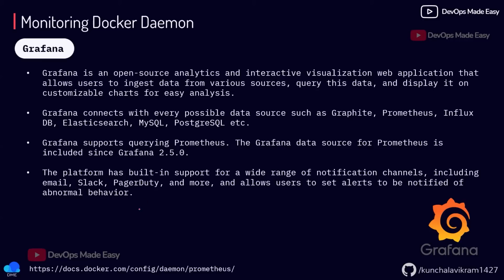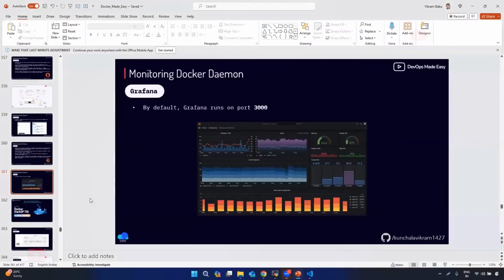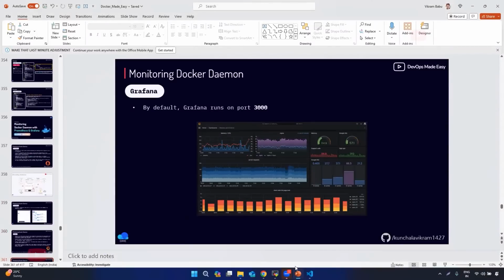Grafana also has its own notification channels. When Grafana finds some metrics crossing a threshold, it can also send notifications via email, Slack, PagerDuty, and all those things. So you can create very good dashboards in Grafana, and the default port of Grafana is 3000. So this is about Prometheus and Grafana.